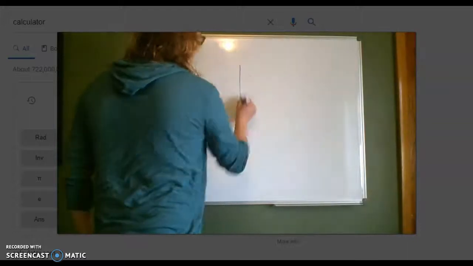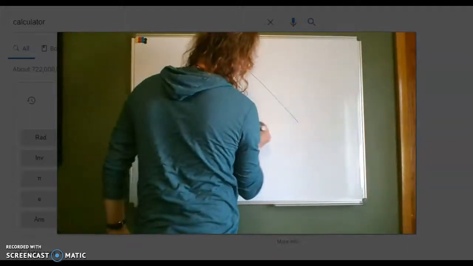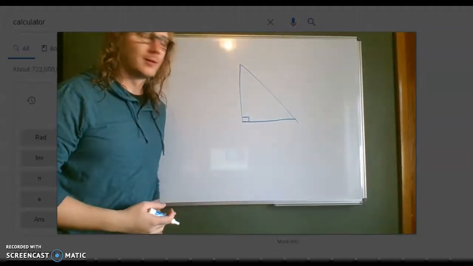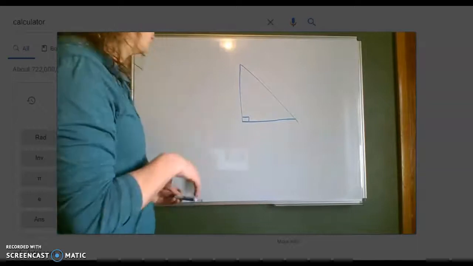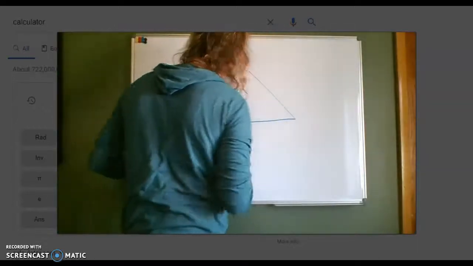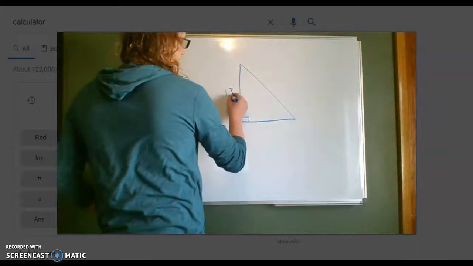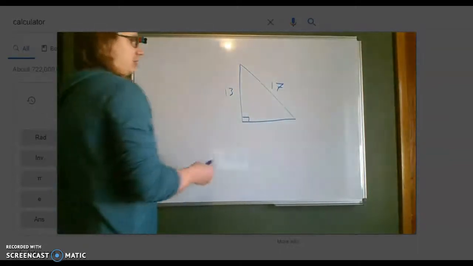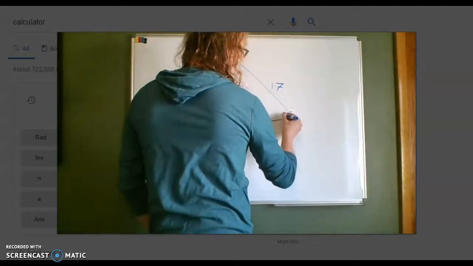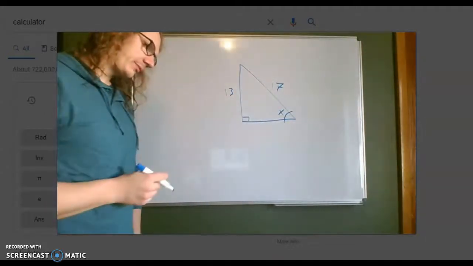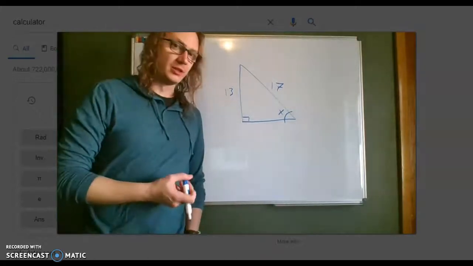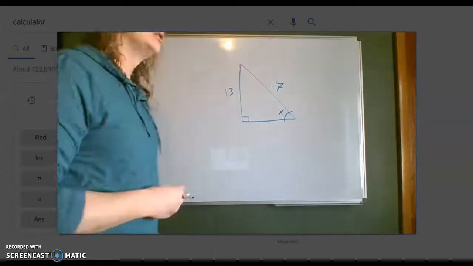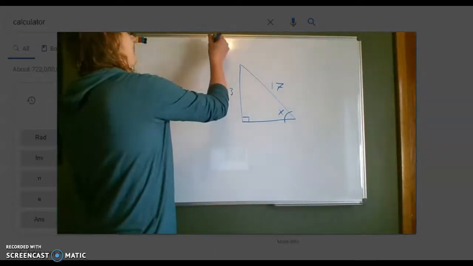Looking at a right triangle like this one. We're looking for angles, and what that means is I'm going to have a couple of sides. So let's go with 13 and 17, and let's look for this angle right here. This is why writing the equations is so important, and also recognizing the opposite and adjacent sides.